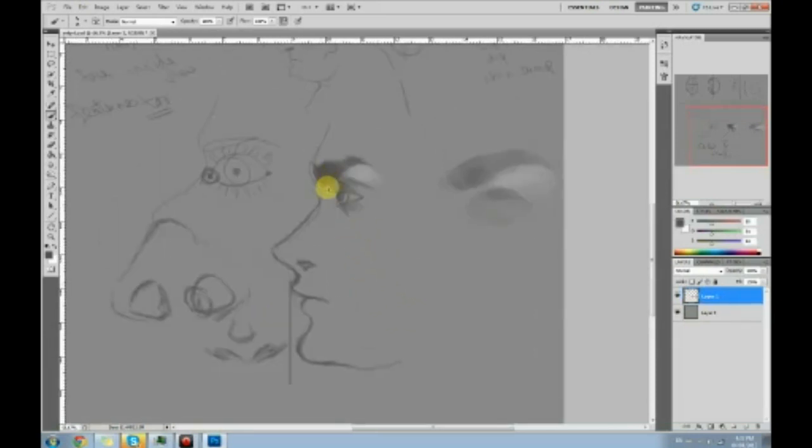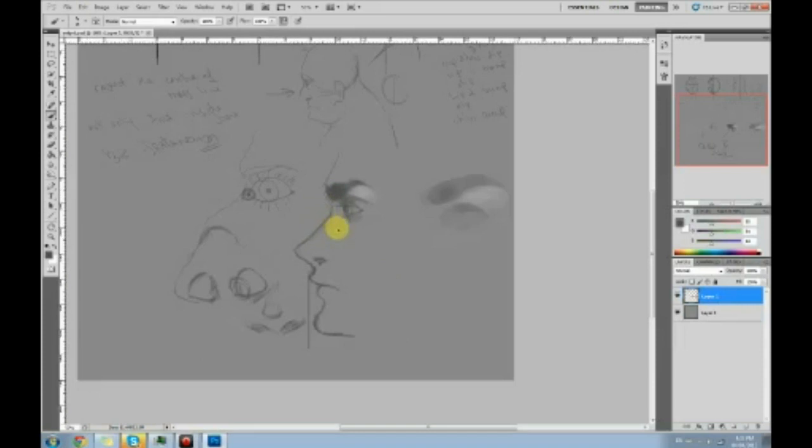I'm sorry, this looks off because I haven't zoomed out. Masculine character, you can extend all of these. Sorry.